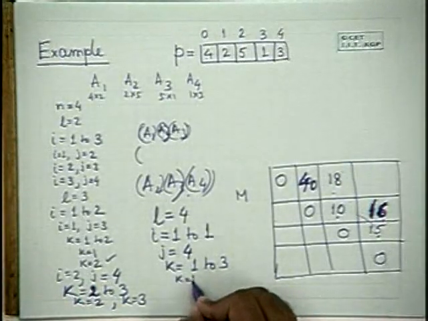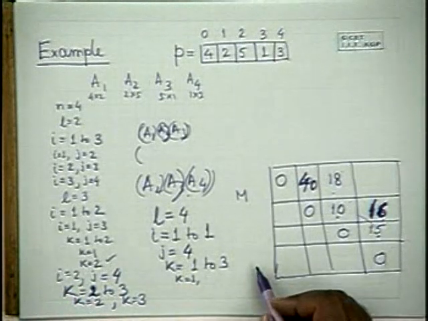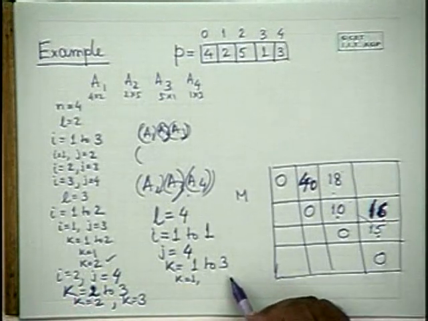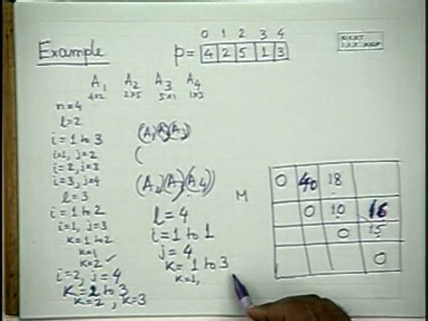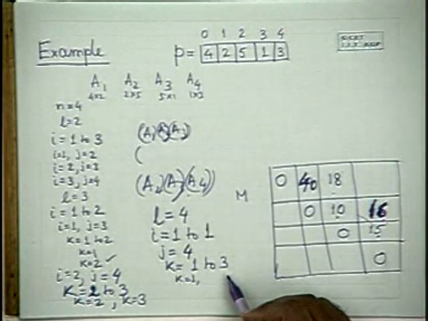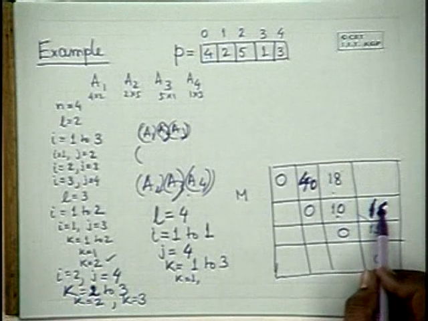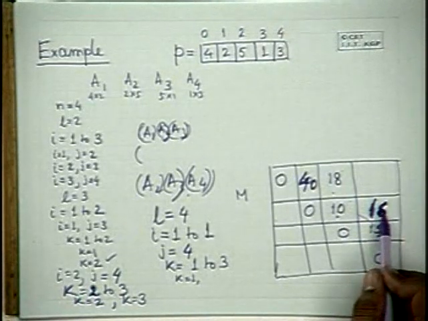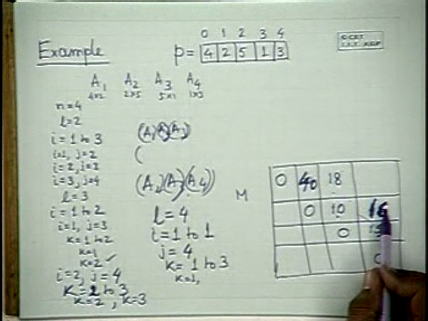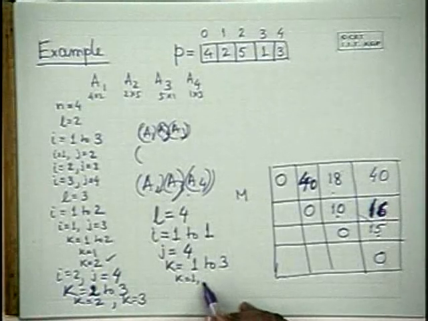So let us see. When K is equal to 1, what is the thing? M I K. So M 1 1 which is 0, M K plus 1 J which is M 2 4 is what? 16. 16 plus 24 which is 40. So we get 40 here for K is equal to 1.